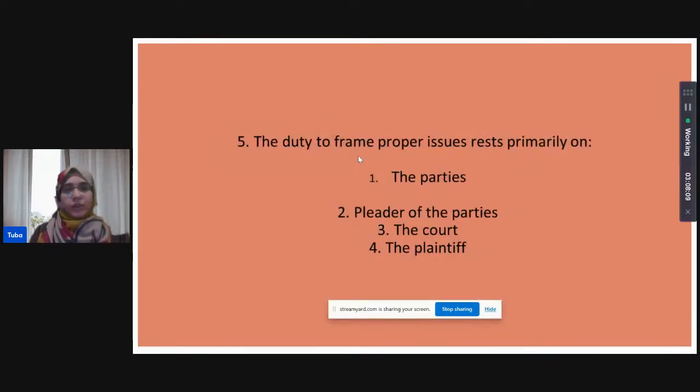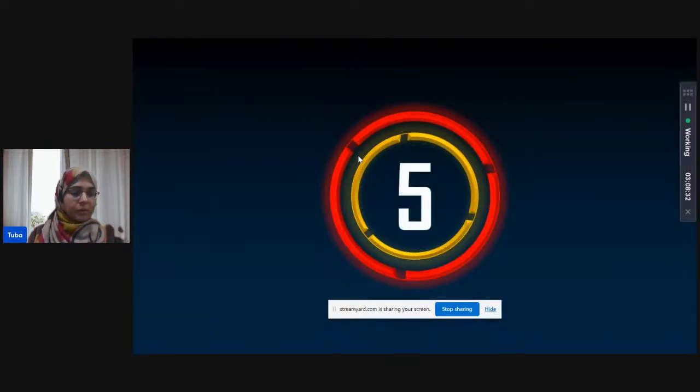The duty to frame proper issues rests primarily on whom amongst the following? So, who is tasked with preparing proper issues in front of the court? Is it the parties to the case? Is it just the pleaders who appear before the court? Is it the court itself? Or is it just the plaintiff who appears before the court that has to frame proper issues? So, I'll start your timer. This is quite a straightforward question. We should get an answer right ahead.